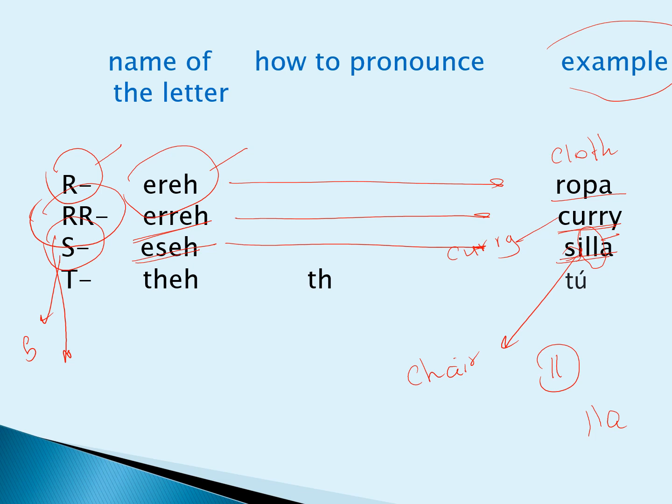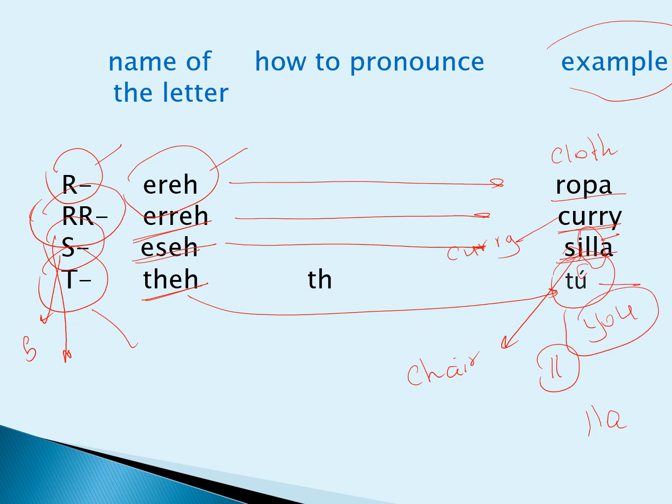Next one. In English, this is T, but in Spanish, the letter has a different name. Right. Example, tú. You can see there's an accent mark. So this is tú. The meaning is you. Right? You. Tú. Good.